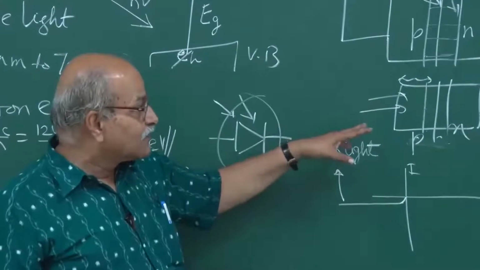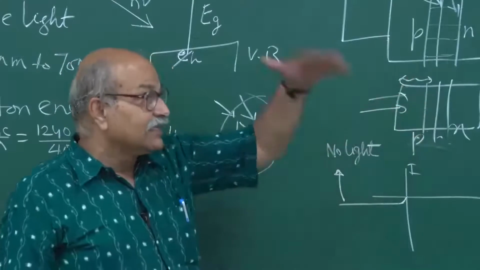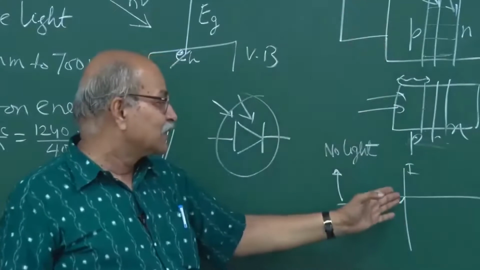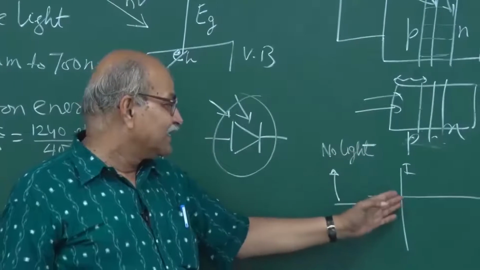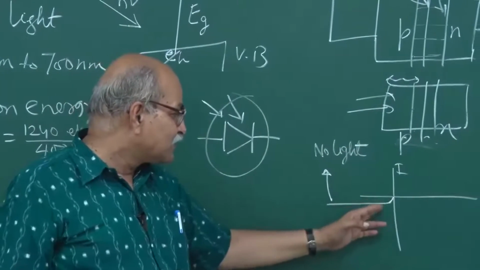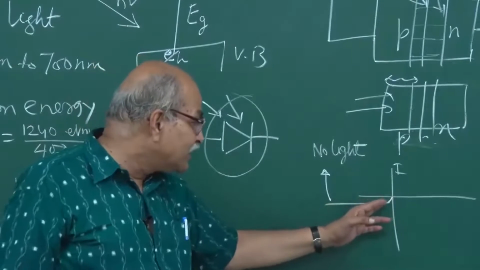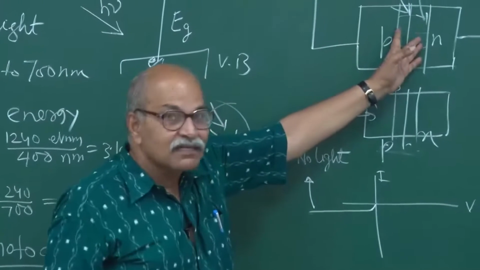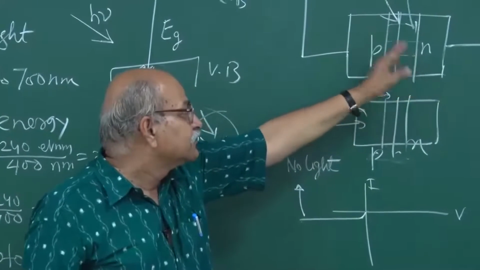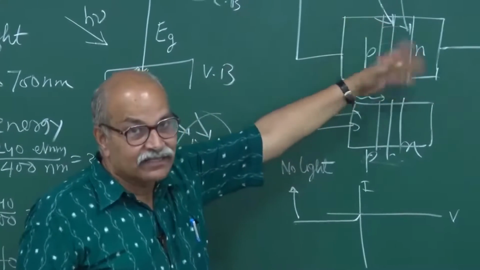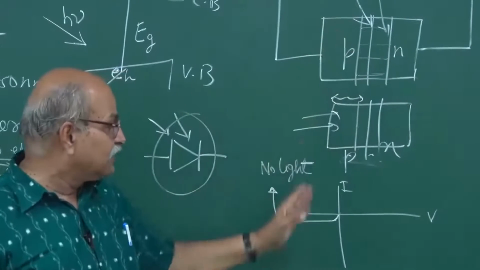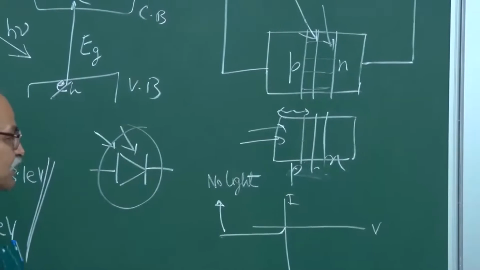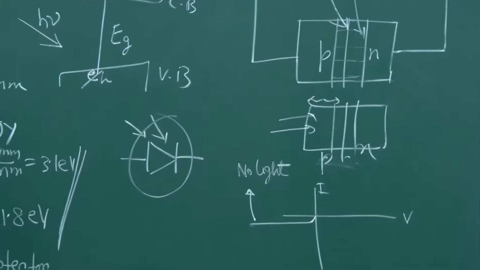But for a photodiode, since it is made in such a way that any light falling will contribute to the current, this graph that I am drawing here assumes that it is only the contribution from that depletion layer, the minority carriers which are giving you that reverse current. So, that is this. What happens when I shine light on this?